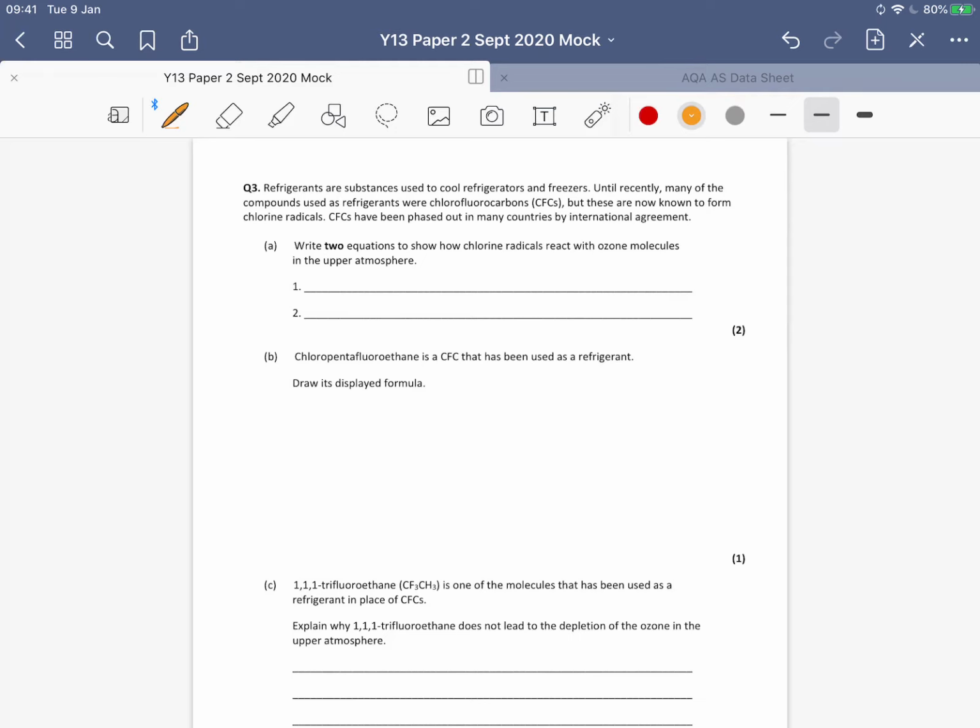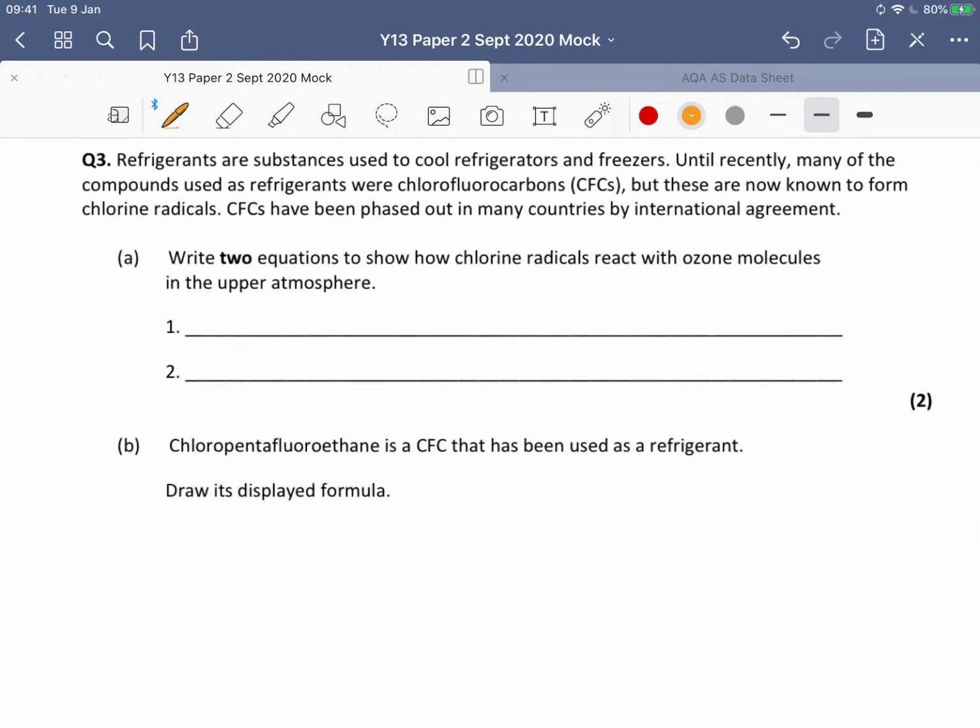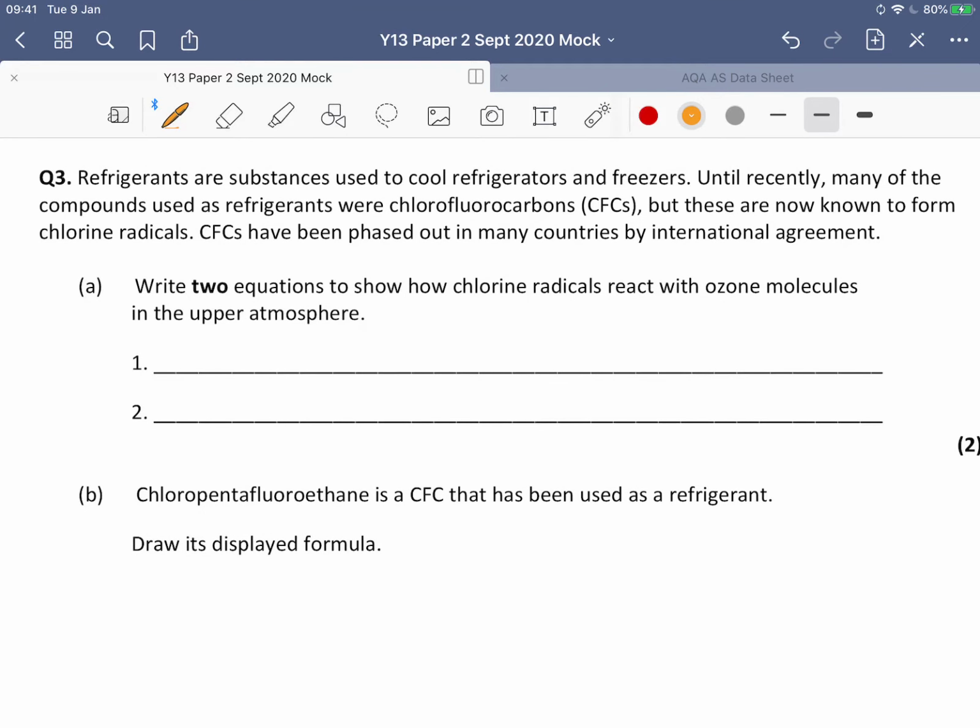Okay, so we're now at question 3 of the mock. We've got some text before we even start any of the question parts, so it could be relevant to any of the question parts that follow. Refrigerants are substances used to cool refrigerators and freezers. Until recently, many of the compounds used as refrigerants were chlorofluorocarbons, CFCs, but these are now known to form chlorine radicals. CFCs have been phased out in many countries by international agreement.